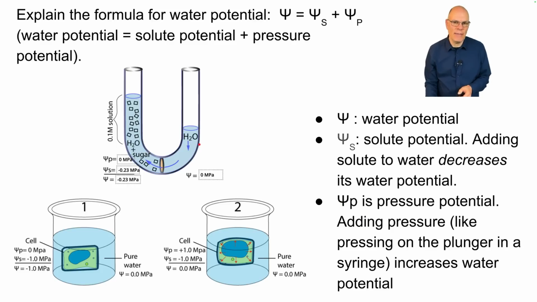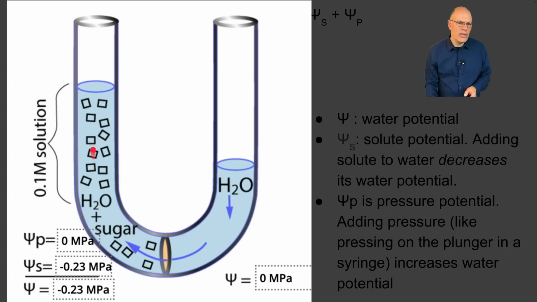So let's look at these two examples over here. So we've added solute to this side of the U-tube. Pressure potential is 0. There's nothing pressing down on either side, but adding solute lowered the solute potential over here to negative 0.23 megapascals, and that's the unit that's used for pressure. So the total water potential over here is minus 0.23 megapascals. The water potential over here is just 0. There's no pressure, there's no solute, so water moves from higher water potential to lower water potential. That's why it's moving from this side of the U-tube to this side.